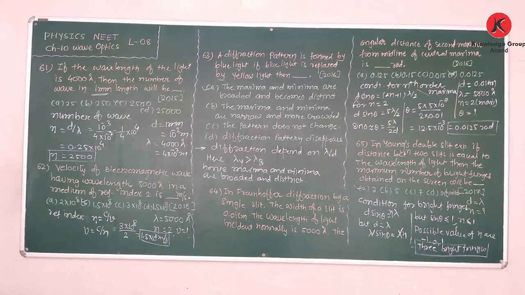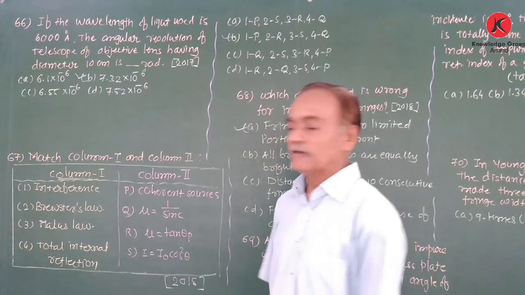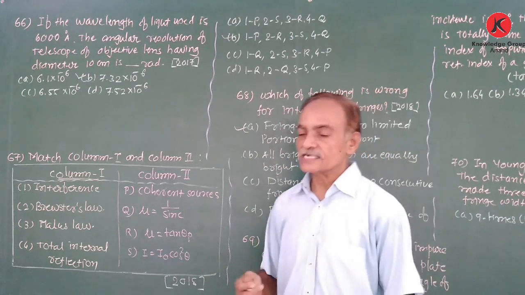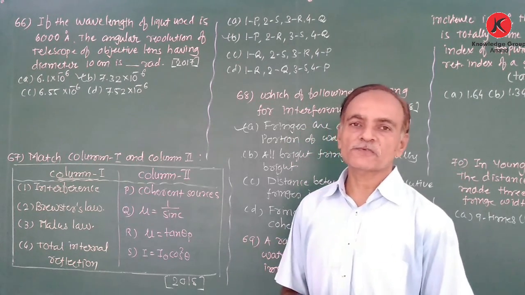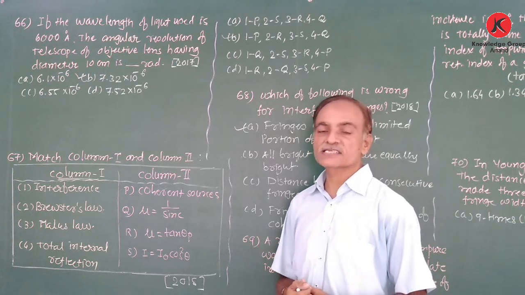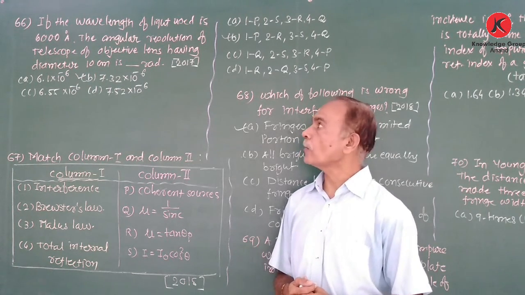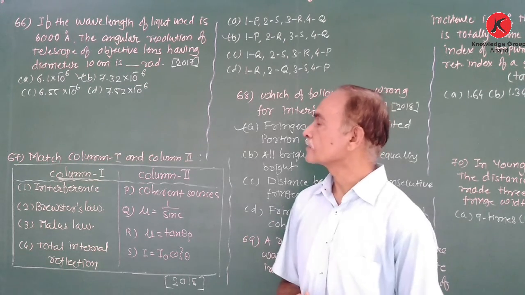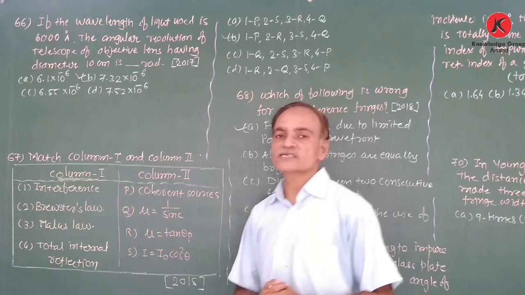Okay friends. After that, the next question, asked in 2017, depends on the angular resolution of a telescope. If the wavelength of light used is 6,000 angstrom, what is the angular resolution of a telescope whose objective lens has a diameter of 10 centimeter, in radian?